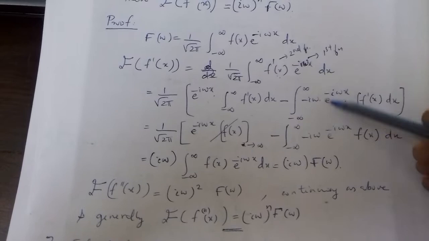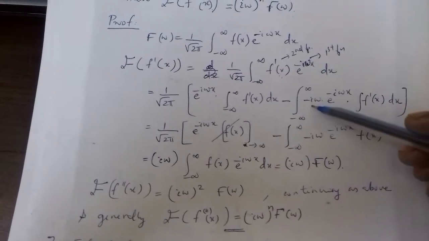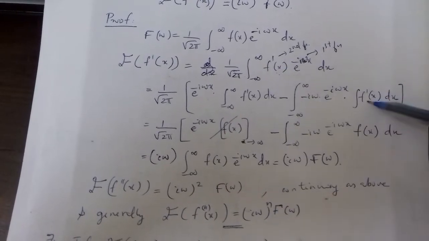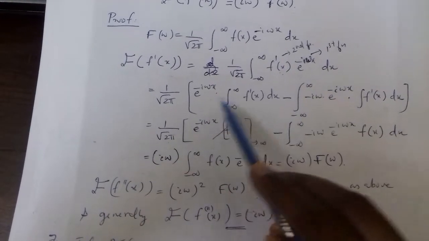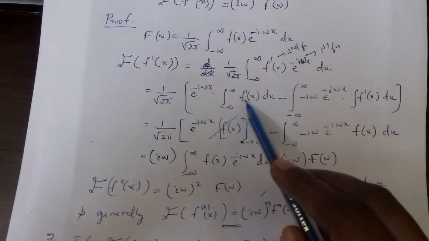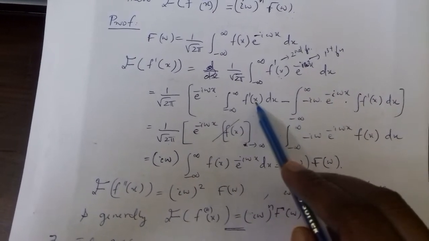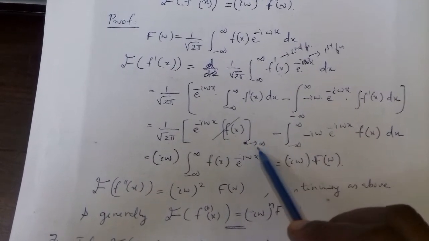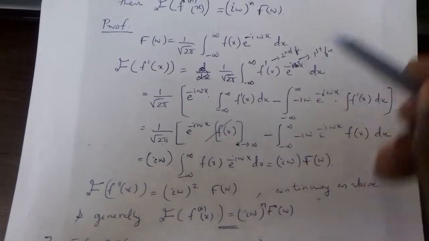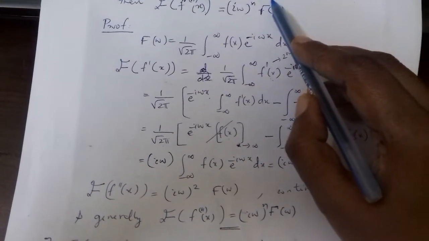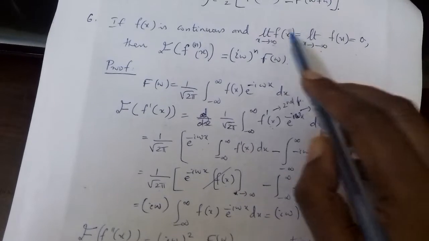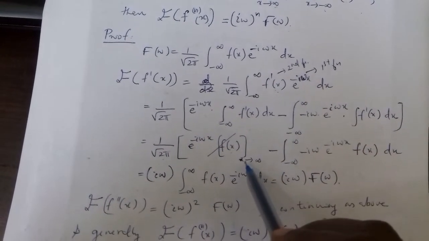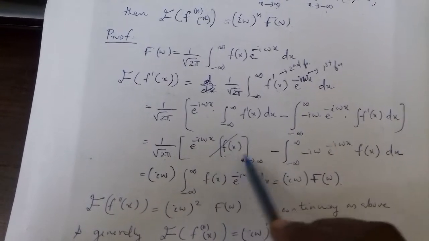Derivative of e raised to minus i omega x with respect to x is minus i omega e raised to minus i omega x, into integral of second. It is 1 by root of 2 pi e raised to minus i omega x. And what is f dash of x? Integral of f dash of x gives back f of x, with limits from minus infinity to infinity. And it is given that limit x tends to infinity and x tends to minus infinity, f of x is 0. So if we apply the limits of f of x from minus infinity to plus infinity, this becomes 0.